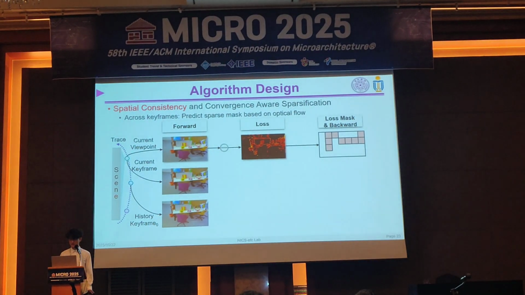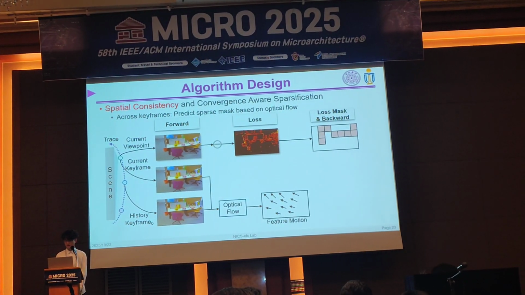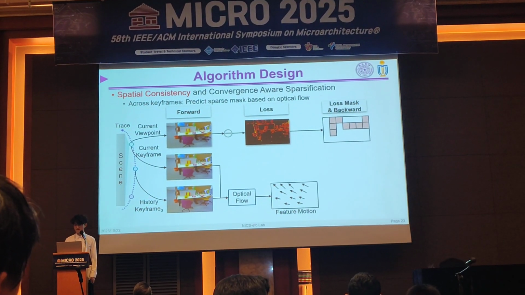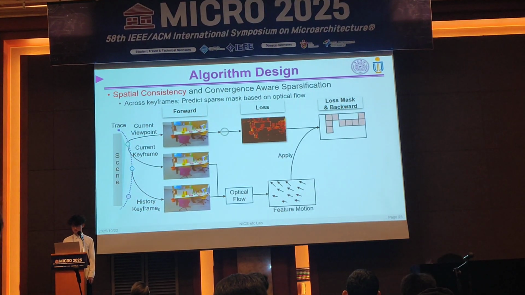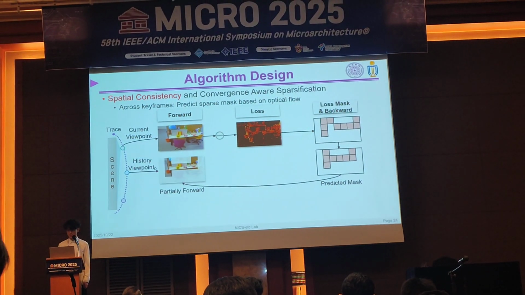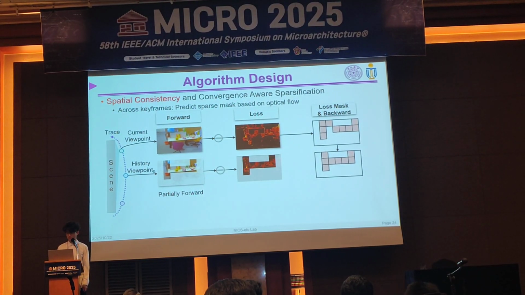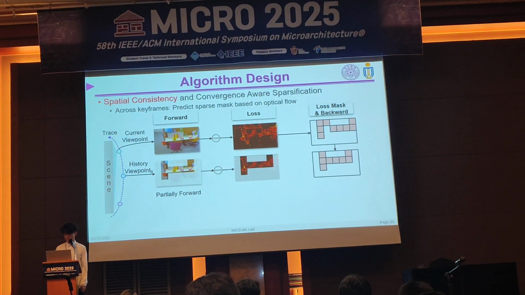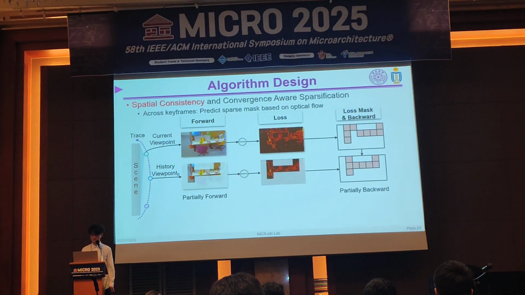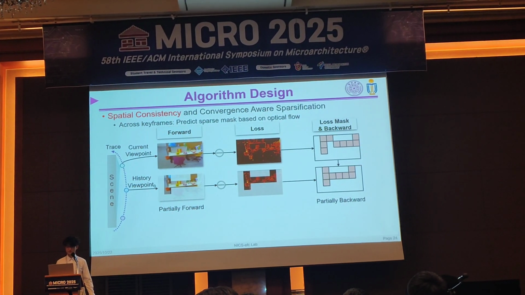First, we take the image from the current viewpoint and the image from the last keyframe and compute the optical flow between them. This gives us a feature motion, showing how pixels have moved from one frame to the next. We then apply this vector to the loss mask from the previous keyframe and generate a predicted mask. Next, we apply this predicted mask to the forward pass, achieving partial forward rendering, and subsequently the loss calculation and expensive backward pass are also performed sparsely based on the same mask. Within a single iteration, the entire process is repeated for the different keyframes.